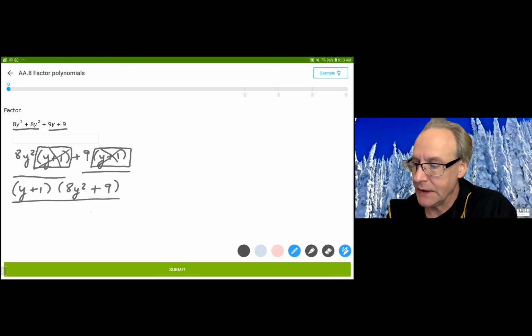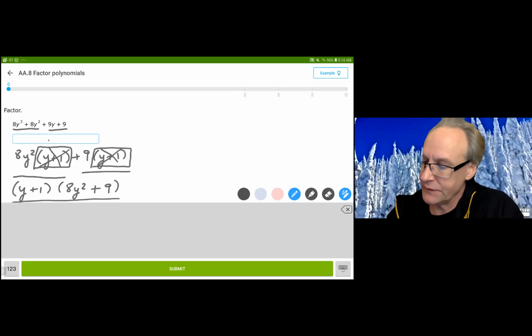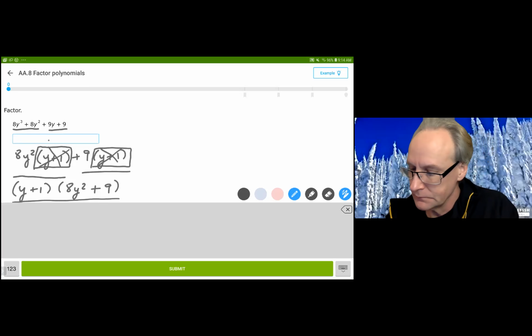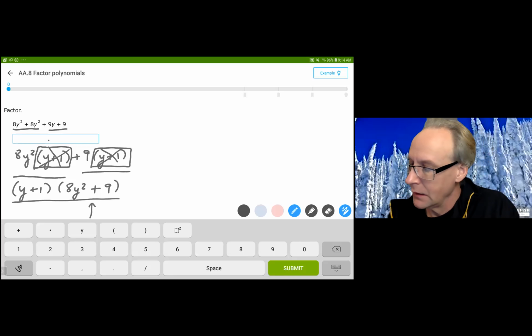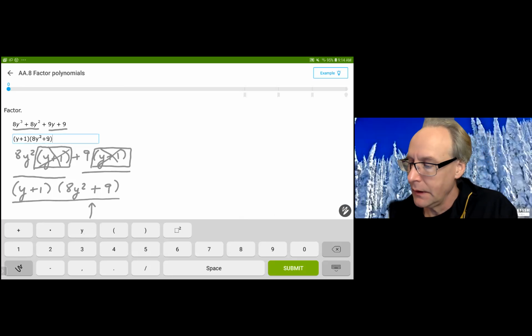Now, if I could, I would factor this second binomial some more. For example, if it was y squared minus 9, I would factor it into two binomials. But it's non-factorable, the 8y squared plus 9, so we're done. We just have to type it in. We've got a y plus 1 and an 8y squared plus 9. And it looks good.